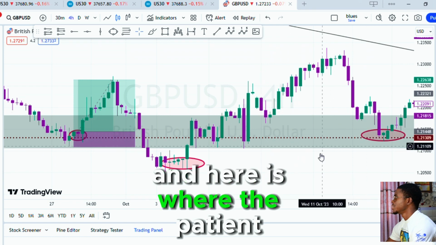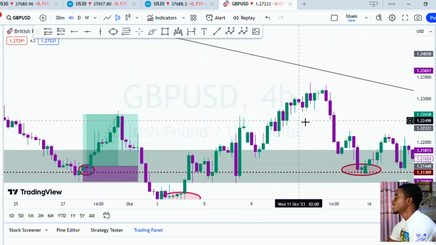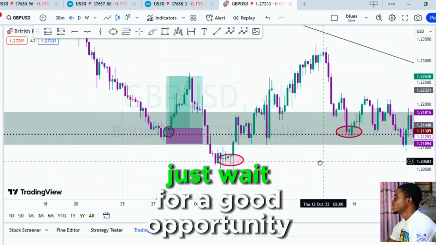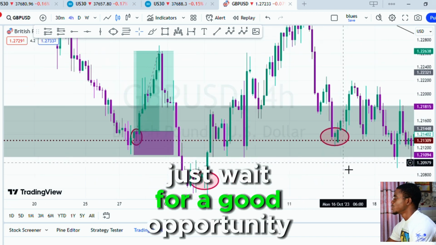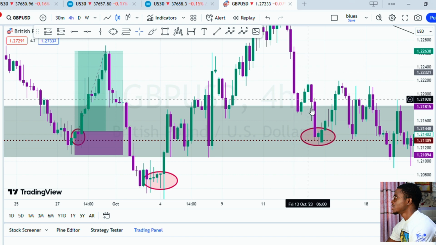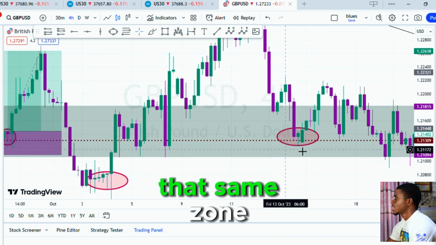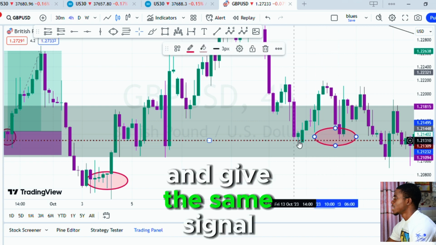And here is where the patience comes in. You will not just take it somewhere here because you spot this hammer right here. Just wait for a good opportunity. And see, market still came back to that same zone and gave the same signal.